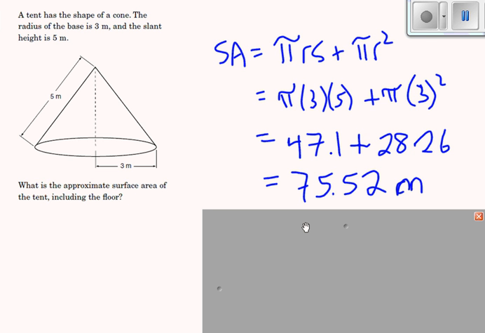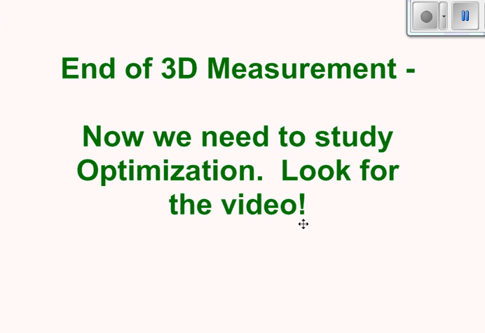So that finishes our discussion of surface area. Obviously, there's a lot more questions out there, but that's enough to give you a really good feel for how to deal with surface area. So we're also done the 3D measurement part of this particular unit. The final part of this unit is optimization. So make sure you look for that video because you can't ignore that portion of this unit. So I'll see you there.